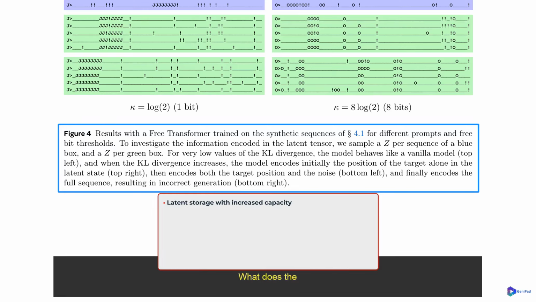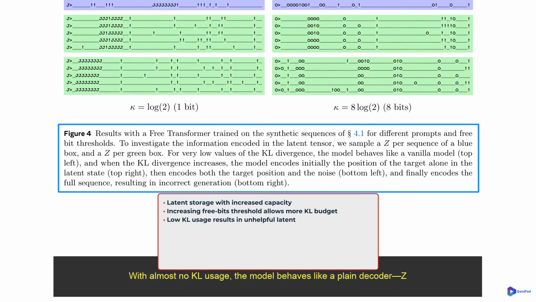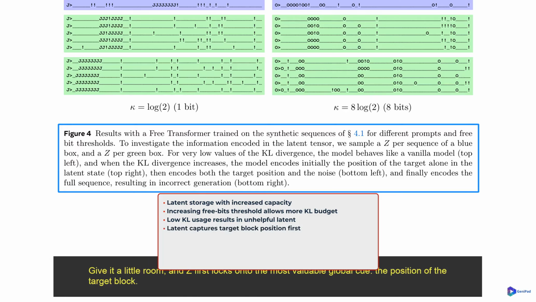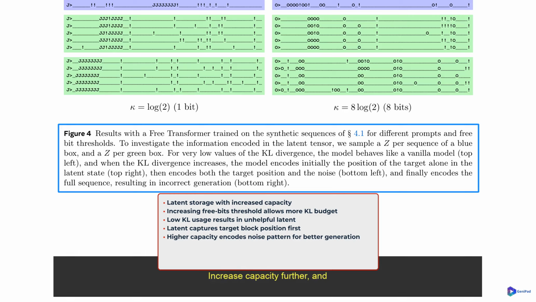What does the latent actually store as we allow it more capacity? By increasing the free bits threshold, we let the model spend a larger KL budget. With almost no KL usage, the model behaves like a plain decoder. Z carries nothing helpful. Give it a little room, and Z first locks onto the most valuable global cue, the position of the target block. Increase capacity further, and Z also records the noise pattern, which improves generation.